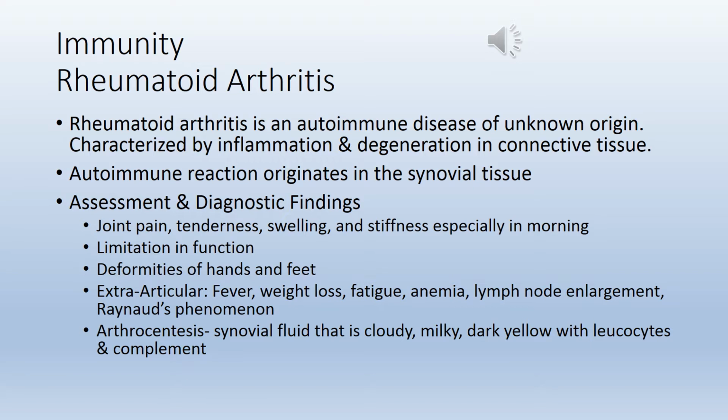Rheumatoid arthritis is an autoimmune disease of unknown origin. The exact mechanism of action for the etiology of rheumatoid arthritis is unknown. However, research has identified that the autoimmune reaction originates in the synovial tissue. It is hypothesized that both environmental factors such as cigarette smoking and genetic factors come together to produce inflammatory and destructive synovial fluid, starting in the more distal joints.